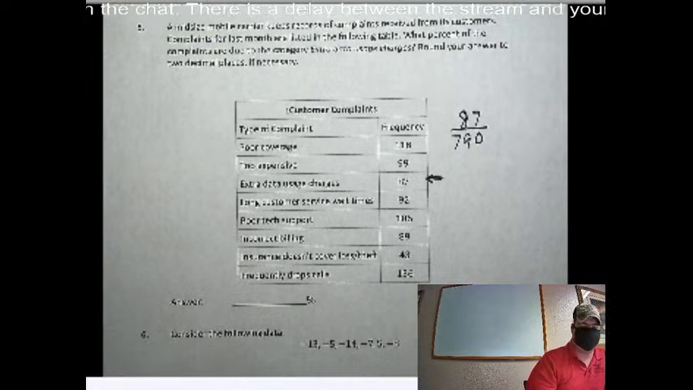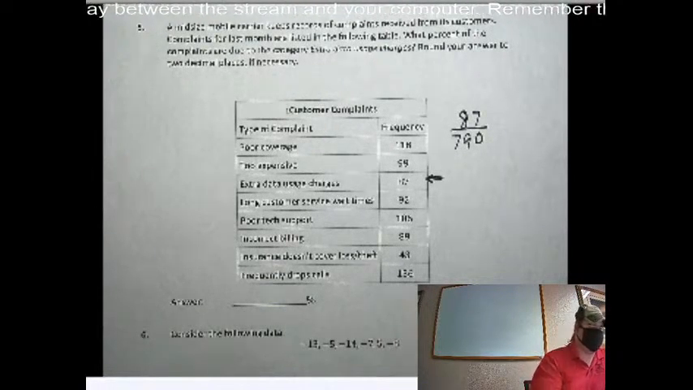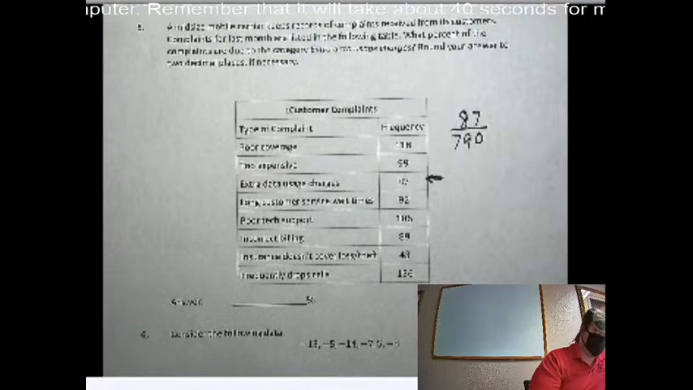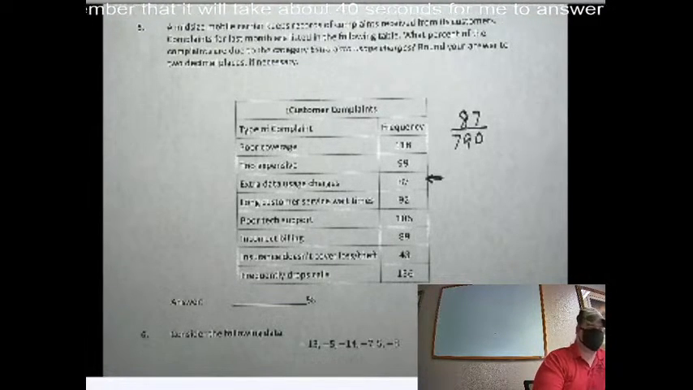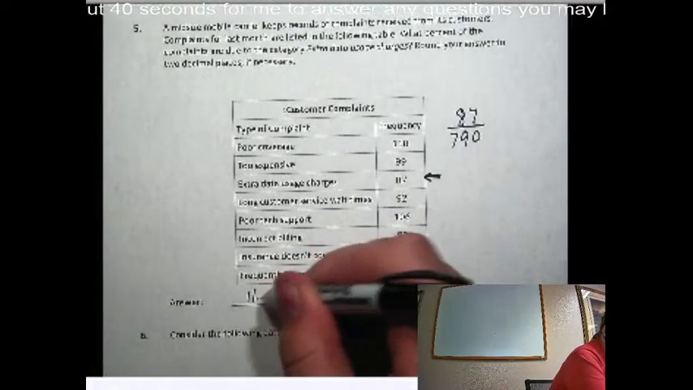From this point, to get our percent, what would we do? Divide. Just divide that. 87 divided by 790, and then multiply by 100 to convert it into a percent, since this would just give us a decimal. And round it, and we get 11.01.